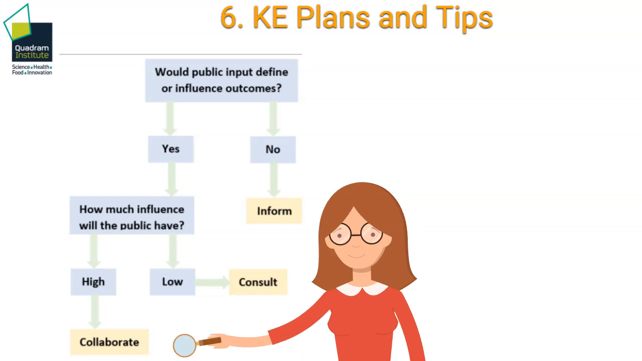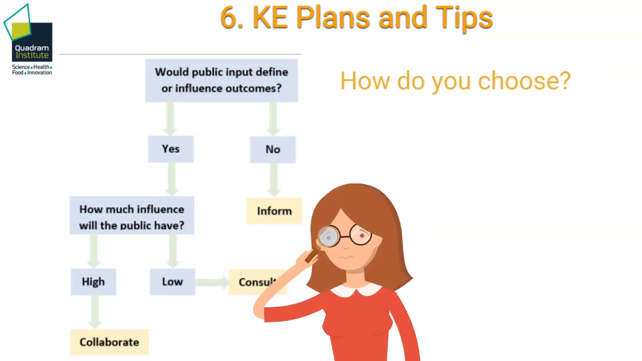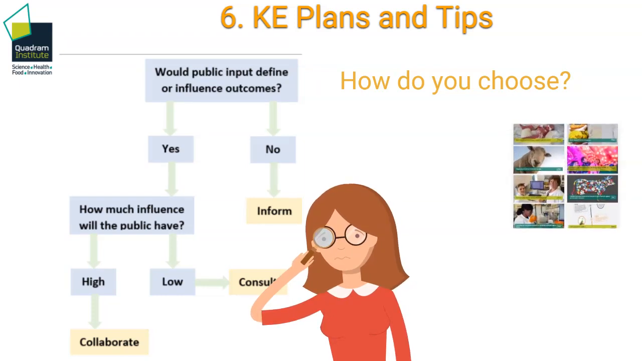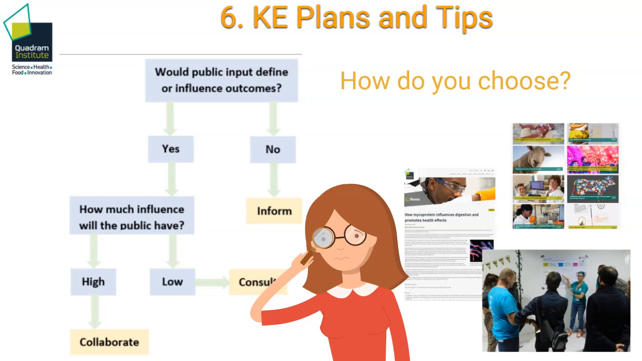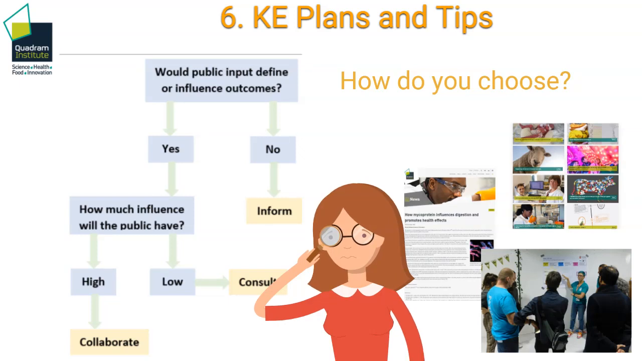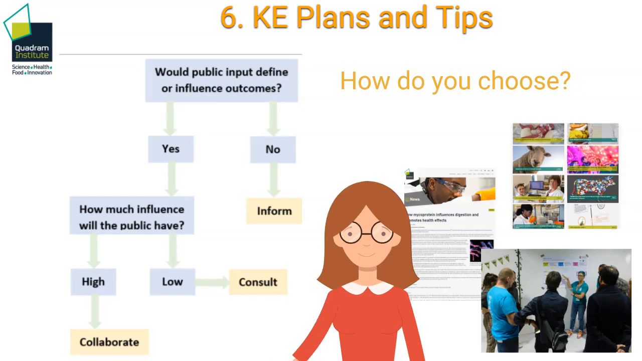So how do you choose which type of activity? Think about, would the public input define or influence your outcomes? If not, you can go with inform. If they would, how much influence will the public have? If low, consult them. And if high, collaborate with them to get the best impact.